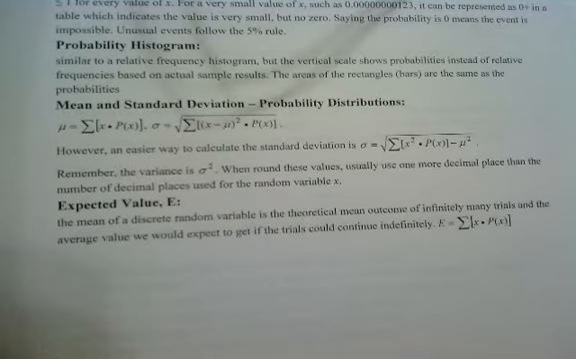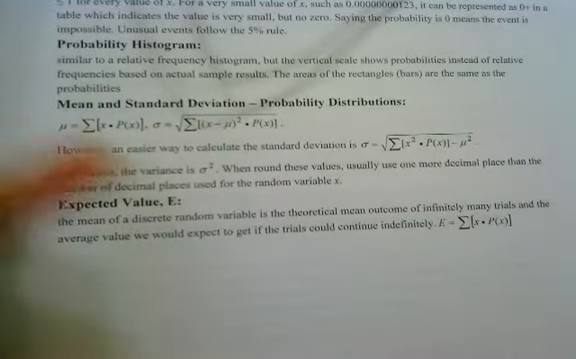Okay, and then finally we have what's called the expected value, or E. You have to be careful because E does not always mean expected value, but for this chapter it does, and that is the mean. So E is the mean, mu up there.